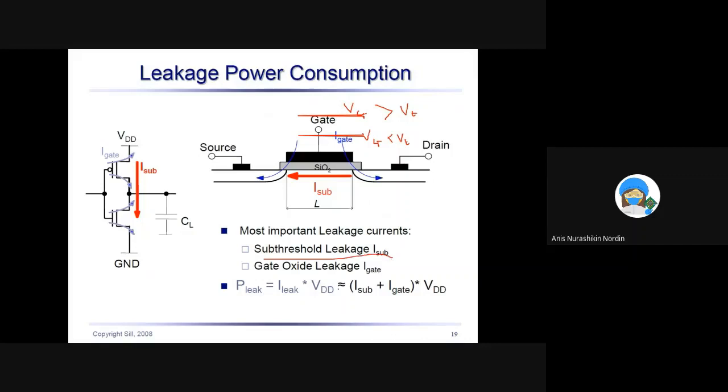Okay. The other leakage current is the current because of tunneling from the gate to the channel, and this is known as the gate oxide leakage current. So the leakage power is just very easy. It is just I times VDD, and I leakage is the two currents, sub-threshold current and I gate.